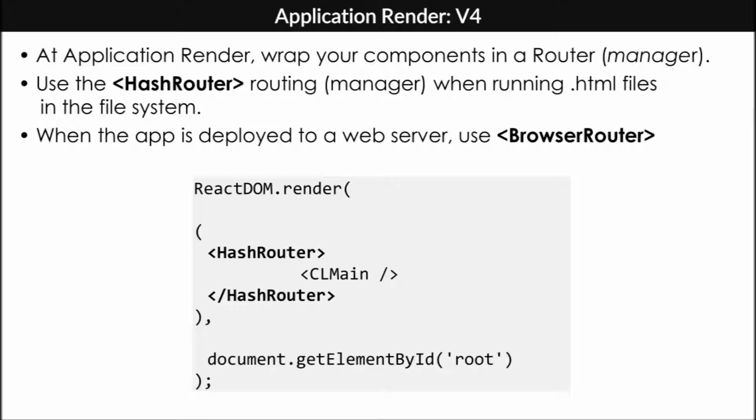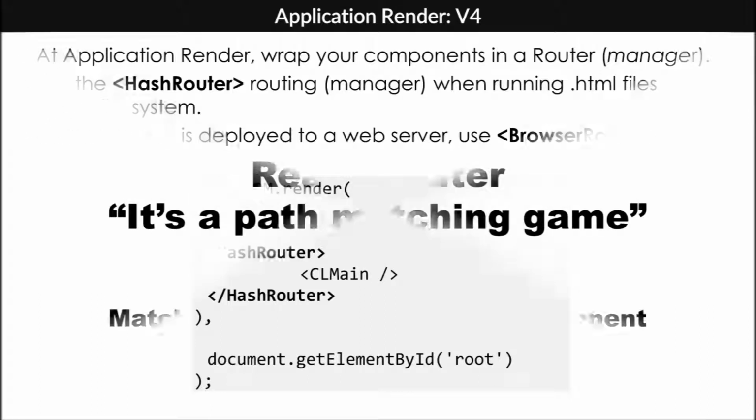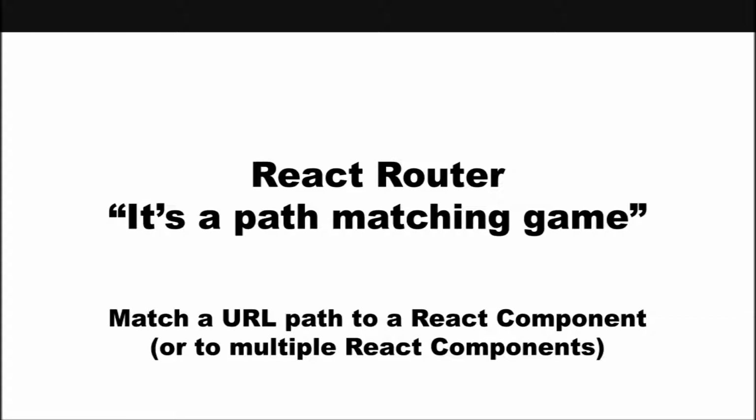And there are several you can pick. In this case, we'll use hash router, and you see how we've wrapped it, before and after. If I were deploying my HTML up to a web server, I would just change out hash router for browser router. React Router, it's a path matching game. What does that mean? It means having to put enough syntax and code into your React application to ensure that you match a particular URL path to a React component or multiple React components.